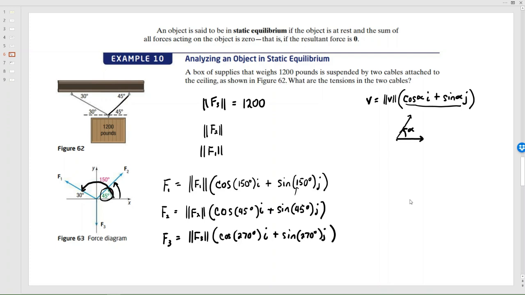Okay, we actually know that the force of F3 is the 1,200 pounds, because that's pulling down here. So we can substitute 1,200 pounds, and then the cosine of 270 is 0, but the sine is -1. So F3 is really just going to be -1,200 times j.